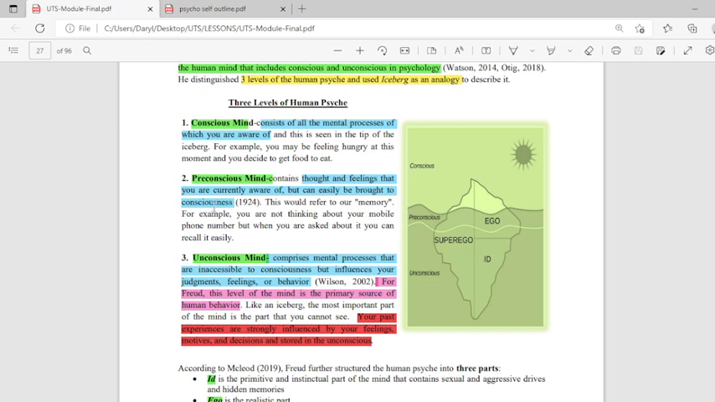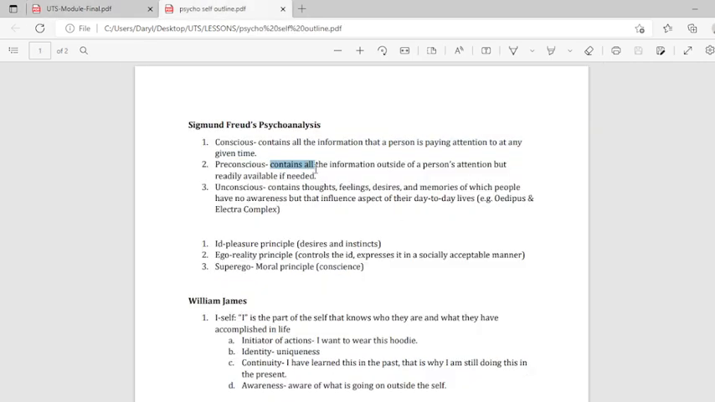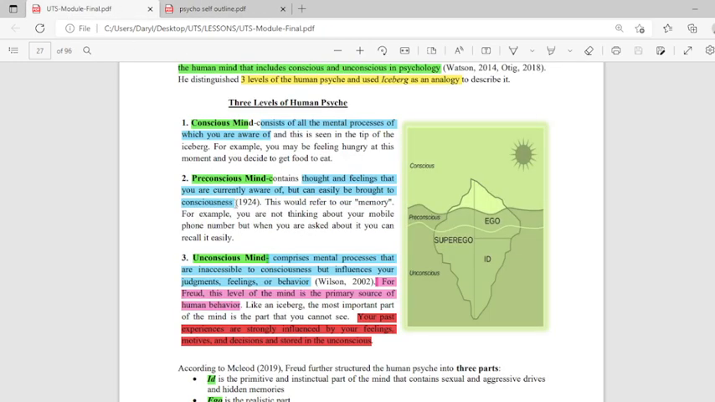Okay? Second, the preconscious mind, it contains thoughts and feelings that you are not currently aware of, but can easily be brought to consciousness. Okay? Contains all the information outside of a person's attention, but readily available if needed. So, here, you are currently unaware of this one, but it can easily be brought to consciousness. What is an example of this?